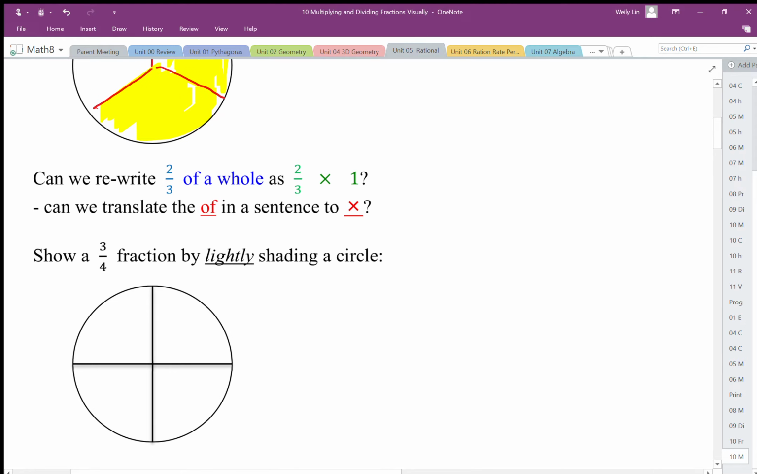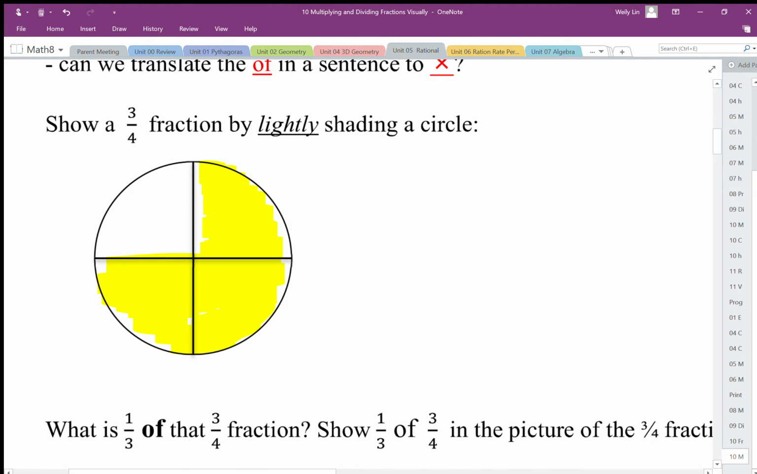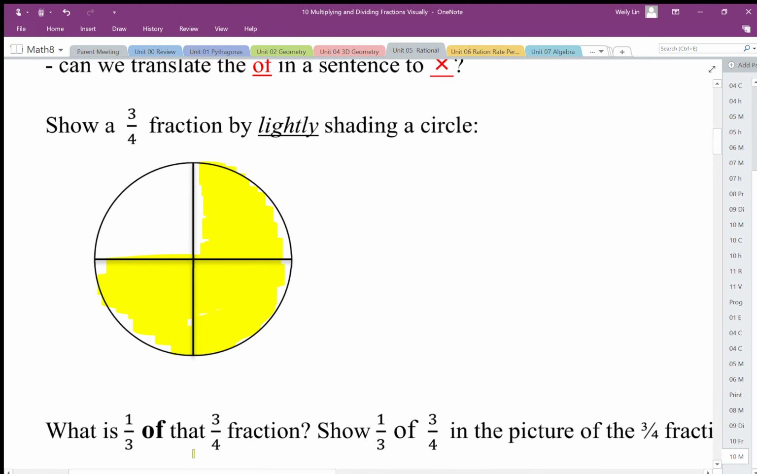So if we take a look at a 3/4 fraction, we can do the same thing. We're going to shade 3/4 of a fraction here. So that represents 3/4 of a whole, or 3/4. And we want to know what 1/3 of that 3/4 fraction looks like. Or in other words, what is 1/3 times 3/4?